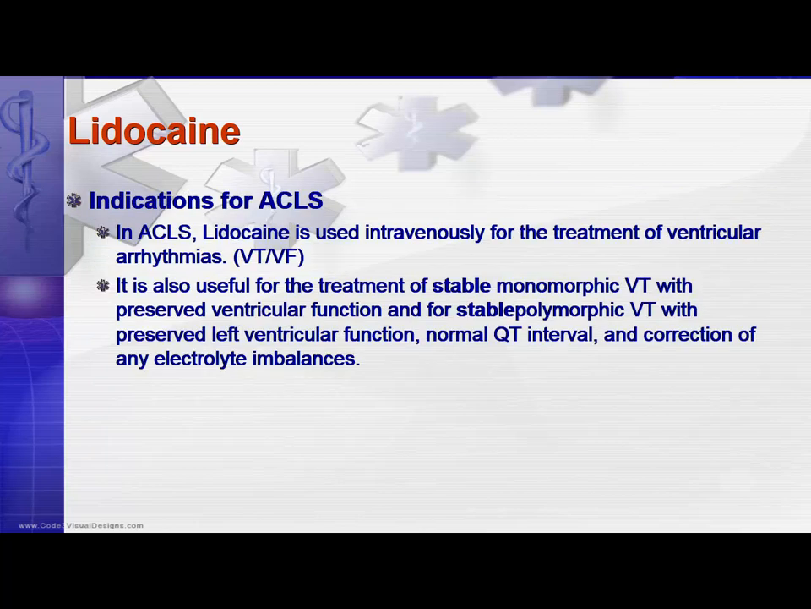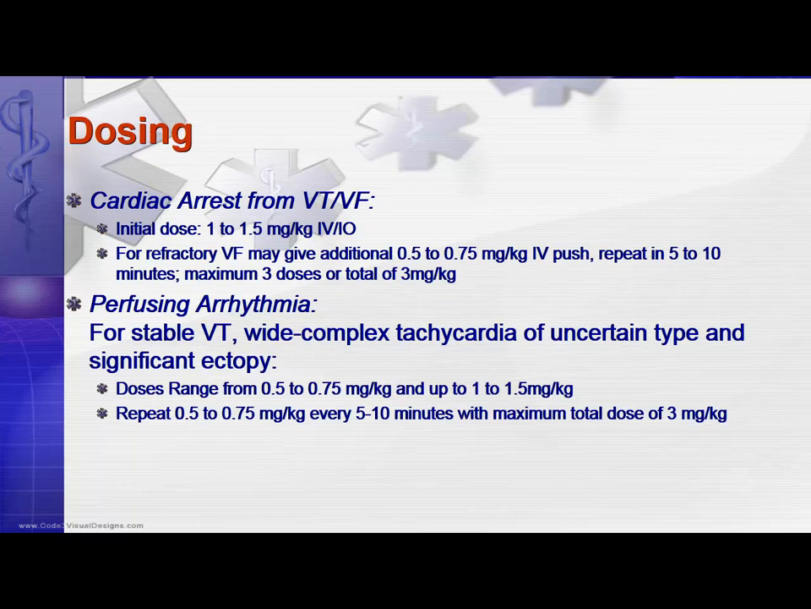Lidocaine is used intravenously for the treatment of ventricular arrhythmias. It can be used for VTAC with a pulse or for the pulseless VTAC VFib. Okay. Your initial dose for cardiac arrest, 1 to 1.5 milligrams per kilogram IV. And then if it's refractory, you can halve the dose, 0.5 to 0.75 milligrams per kilogram.